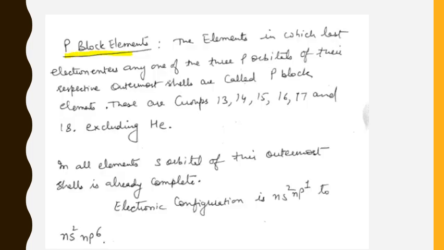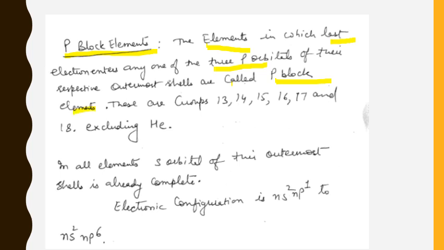So what are P block elements? The elements in which the last electron enters any one of the three p orbitals. We all know that is px, py and pz. Three orbitals are there in the p subshell. So if any element's outermost electron enters any one of the three orbitals, it can be categorized as a P block element.